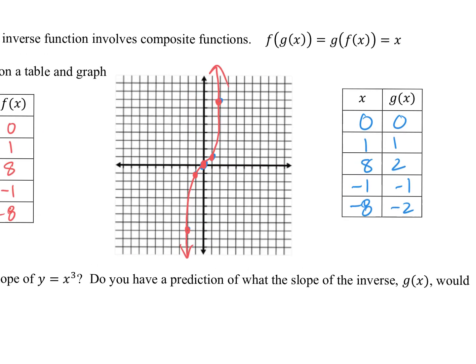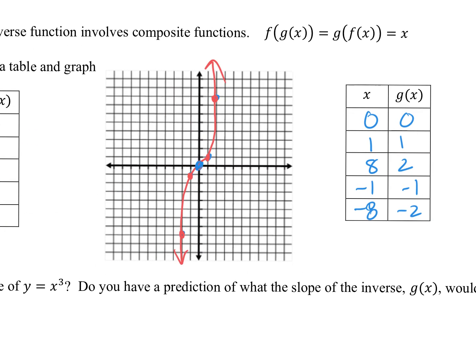A lot of them seem similar. That's fine. We still have (0, 0). We still have (1, 1). And we still have (-1, -1). Those 3 points still match. But then I've got (8, 2) and (-8, -2). Boom. This is its inverse.